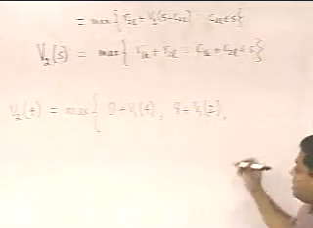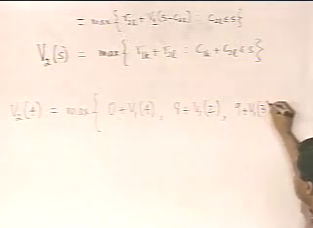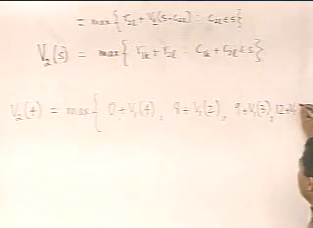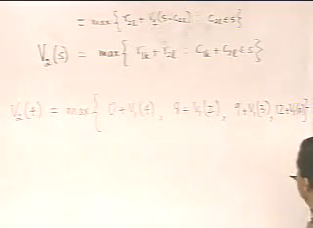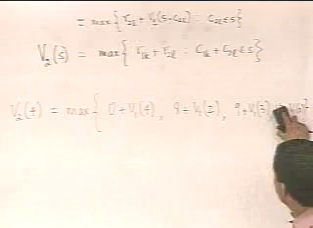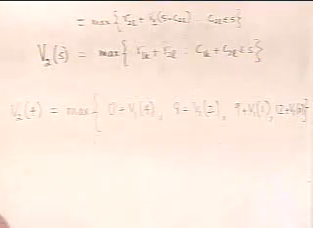If I spend 3 here, then I get 9 plus V1 of 3. And finally 12 plus V1 of 1. Yes, sorry. All right. And if you do that, what do you end up getting? What is the best thing?